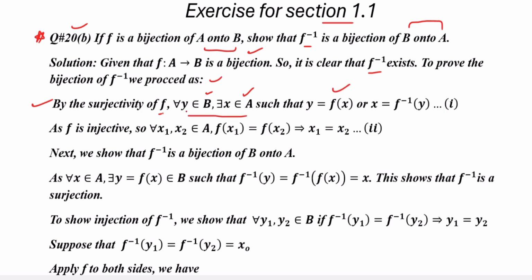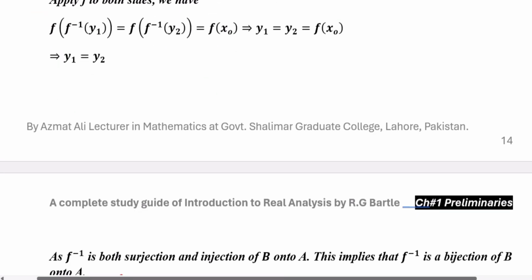This statement means for every image, elements of B are called images, and elements of set A are called pre-images. So this line says that for every image there exists a pre-image x belong to A such that that image can be written as f of x, y is equal to f of x here. This is the definition of surjective function.